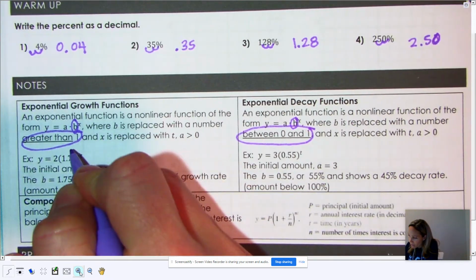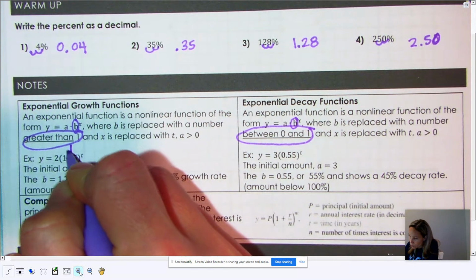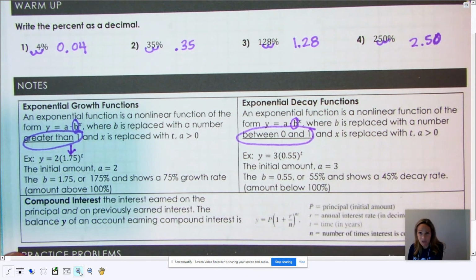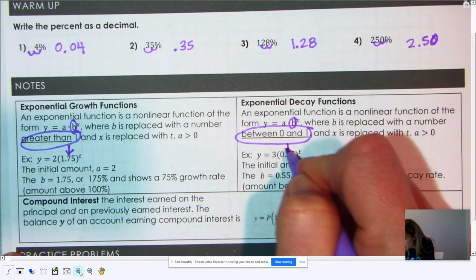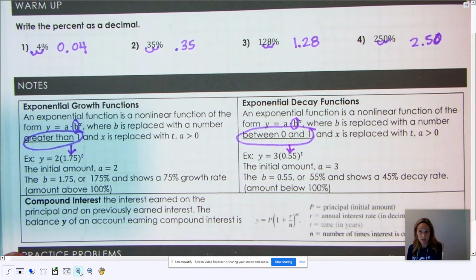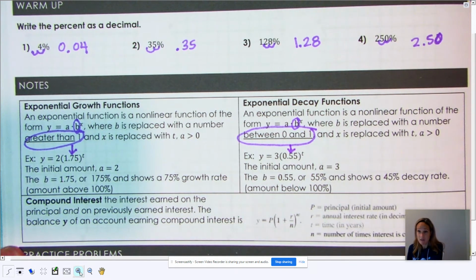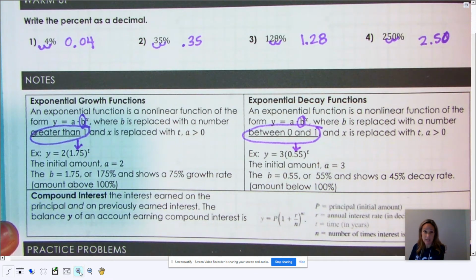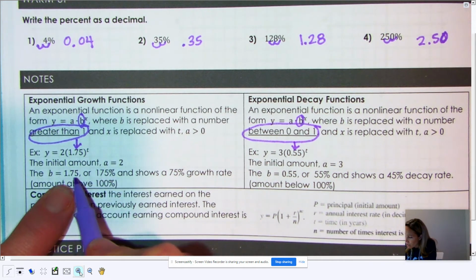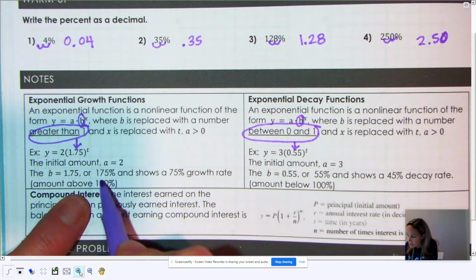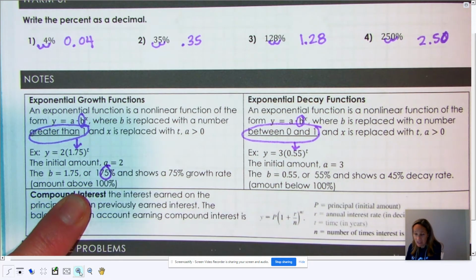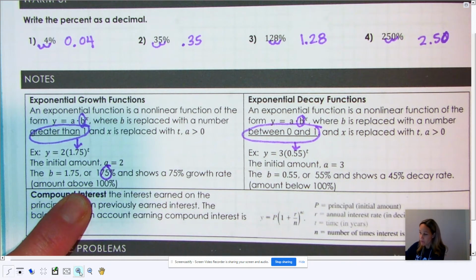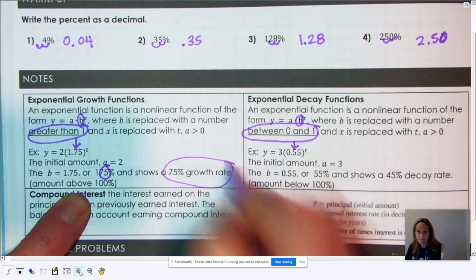So for an example, if you have a number greater than 1, it's going to be growing. If you have a positive number that is smaller than 1, it's going to be getting smaller and smaller and smaller. And the way that we find the rate at which it's changing is we compare it to 100%. So remember how I said the number 1 is like 100% written as a decimal? Well, you look at it and say, okay, how much above 100% is it? Well, it's 75% added on top of the 100. So this is our growth rate.